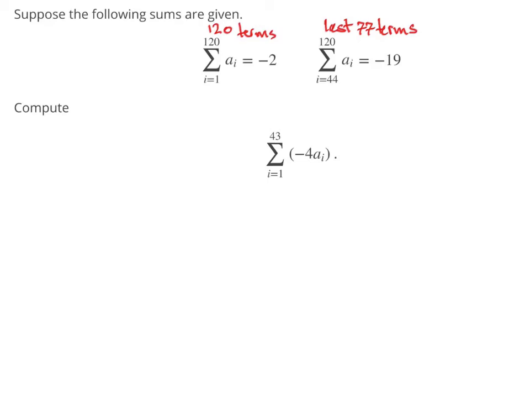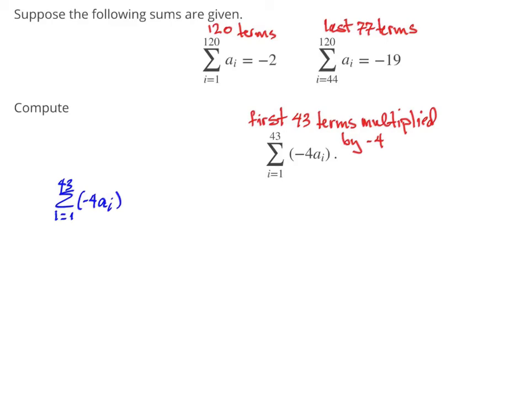And then look at what we're asked to compute. So what we're asked to compute is the sum, as i goes from 1 to 43, of negative 4 times a sub i. So this is the first 43 terms, but each of those terms is being multiplied by negative 4. So it's slightly different, but we can work with it. So let's write down what we're asked to find, the sum from 1 to 43 of negative 4 times a sub i, and break it down step by step using properties.